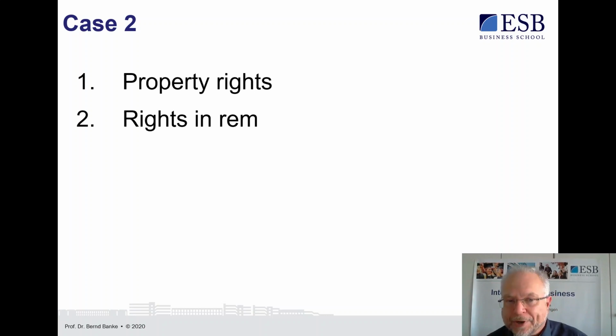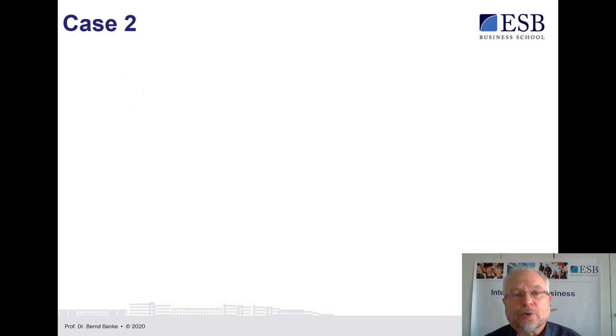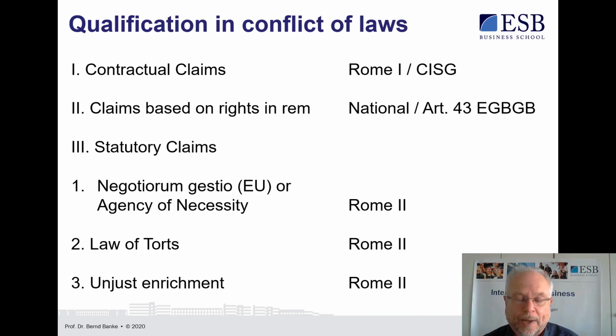So we have a property rights question, which is to be qualified as rights in rem. If you look at the German rules for that, it makes sense to go back to this one. What you can see over here is that claims based on rights in rem are the only national law from international private law, conflict of laws, which is left over. All the rest is Rome II and CISG and stuff like that. And that's the only one.